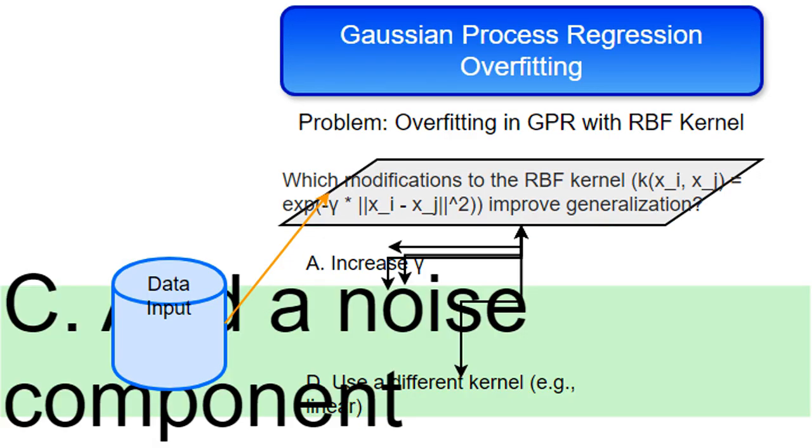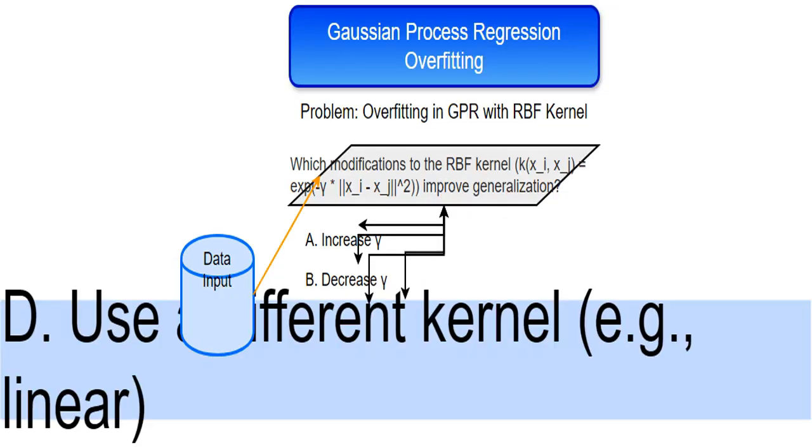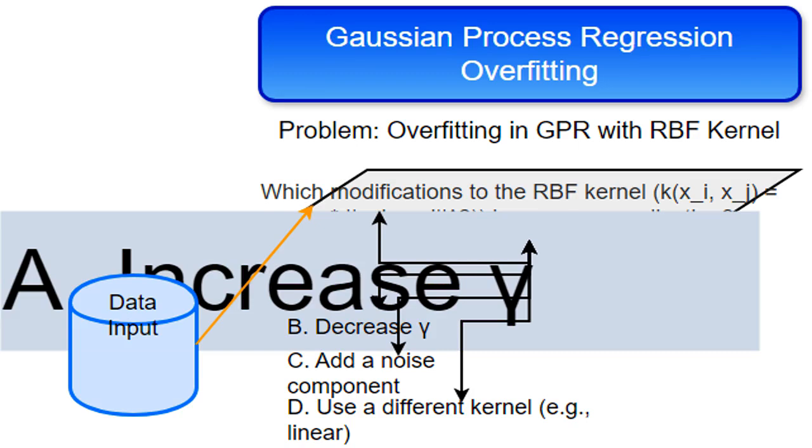I can add a noise component to the kernel. Adding this explicitly accounts for data noise in the model. This stops it from overfitting the noise and improves how well the model generalizes. I can switch to a simpler kernel, like a linear kernel. The linear kernel is less complex than an RBF kernel, making it less likely to overfit the data. This is a completely different approach, changing how the model deals with the data relationships. The solution involves making the model simpler.